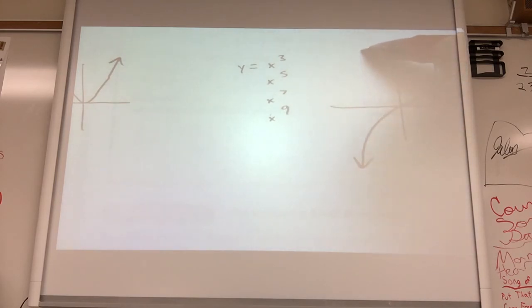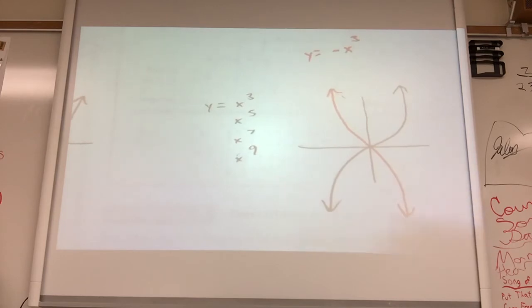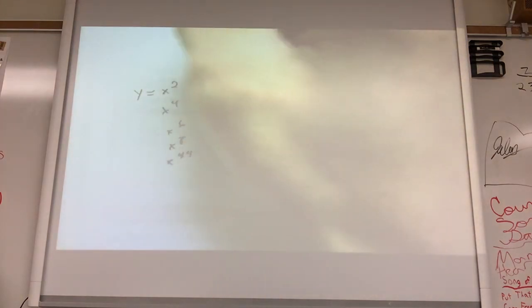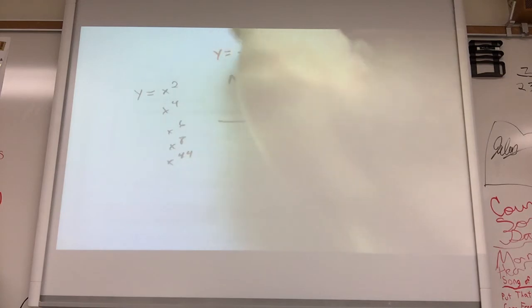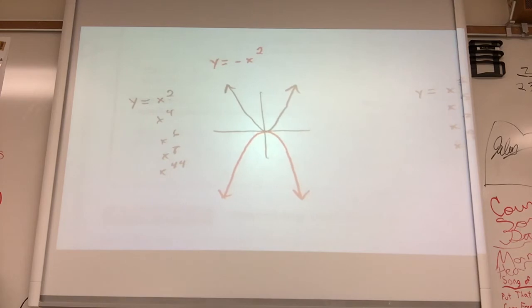So it looks something like that. That would be negative x to the 3rd. So it reflects over this axis right here. Okay. Let's say y equals negative x squared. Same idea. Reflects over the x-axis. Looks like that. Okay, so that's the first idea.